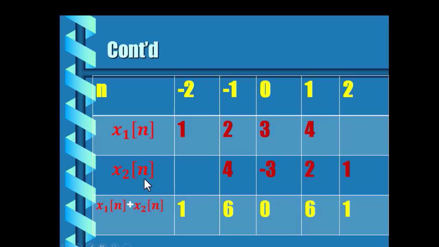Now let's consider x2 of n. At n equal to minus 2, the value is 0. At n equal to minus 1, its value is 4. At n equal to 0, the value is minus 3. At n equal to 1, its value is 2. And at n equal to 2, the value is 1.